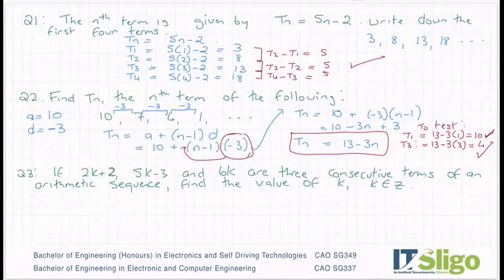So to generate a formula for the nth term of an arithmetic sequence, we use the formula in the log tables, a plus n minus 1 times d. It's solely dependent on what the first term is and what that common difference is. Watch out, a very easy mistake is to forget the minus and just put your common difference as 3.